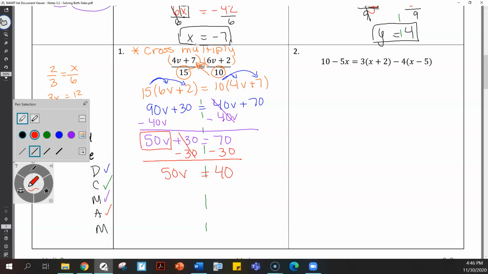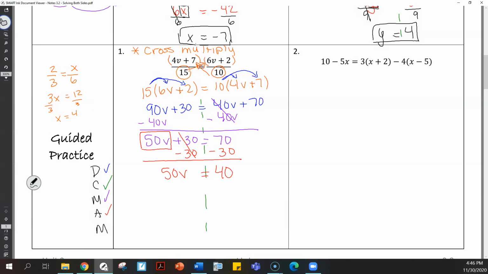Now that my variable term is alone, I want my variable to be alone. V is my variable. I get it by itself by getting rid of this 50. This is 50 times V, so I'm going to divide by 50 to get rid of it. Anything I do to one side, I have to do to both sides. So my 50s are going to reduce to 1. Those go away, and V is left over.